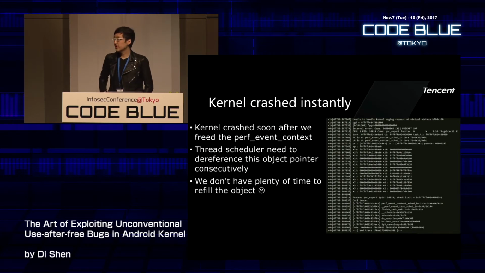After we successfully trigger the use-after-free, here is the first problem we meet today, because the kernel crashed soon after freeing the perf event context. And you can see the crash log on the right. By analyzing the stack frame, we know that the crash happened at the function perf_event_context_sched_in. That is because the thread scheduler needs to dereference this object pointer consecutively, and normally a thread can be switched in and out by the scheduler frequently. So obviously, we don't have plenty of time to refill the object.